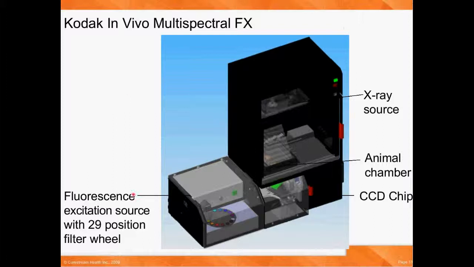The instrument is illustrated here. You have a fluorescence excitation source from a xenon lamp that provides broad, stable excitation with a 29-position filter wheel, 28 of which are filled with bandpass filters. Above, you have an X-ray source. Then you have your animal imaging chamber that's compatible with either injectable anesthetics for your small animals or isoflurane or other gas anesthesias through these ports.